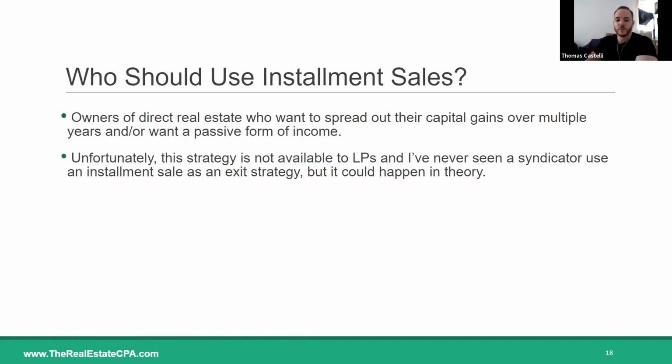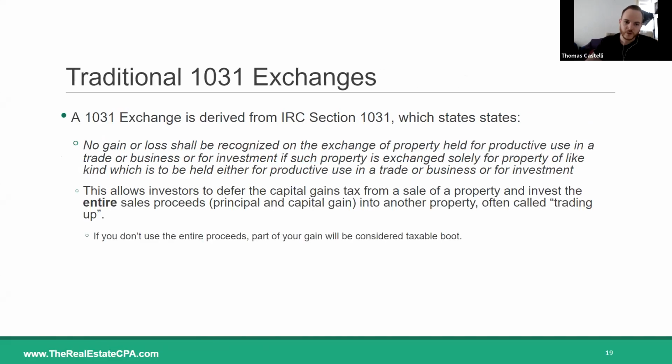So who should use installment sales? Owners of direct real estate who want to spread out their capital gains tax over multiple years and or want a form of passive income. Now, syndicators, while in theory syndicators can use this, I've never seen it done. And because of that, limited partnerships in syndicates cannot use this strategy.